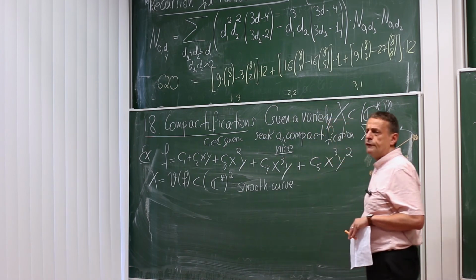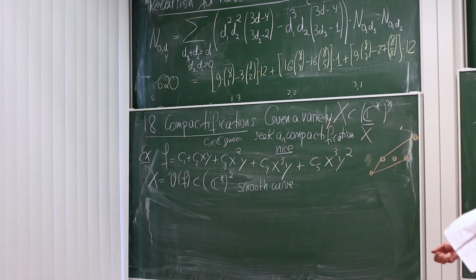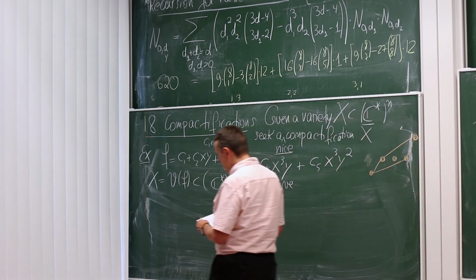And that's because the coefficients are generic, right? So if you take the partial derivative with respect to x and the partial derivative with respect to y, you set them to 0 together with f, then you have 3 equations and 2 unknowns, and they have no solution x, y in the non-zero complex numbers. Now, how would you compactify this?